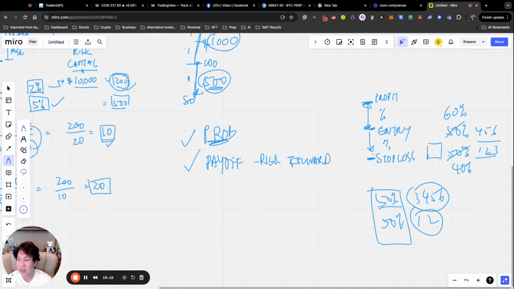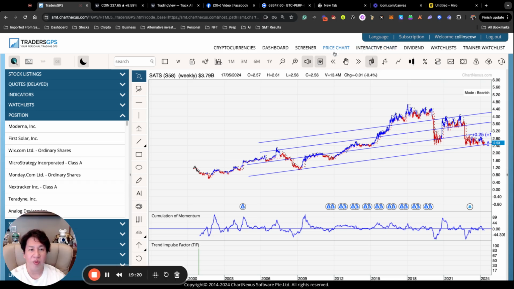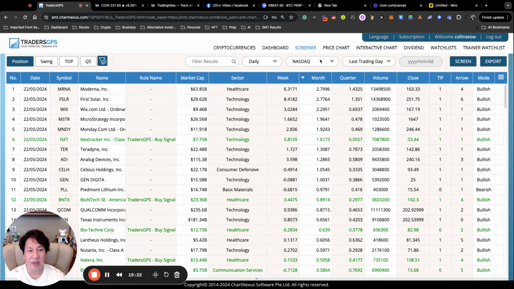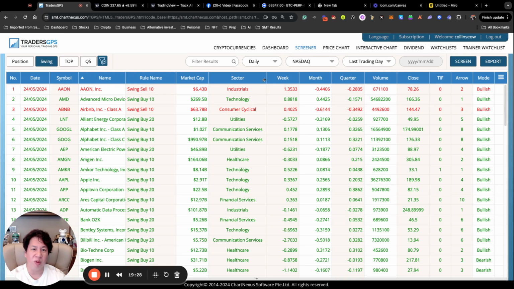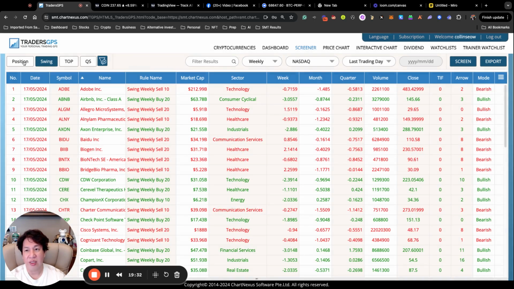So lastly, let's look at a real life example. Let's look at the market right now, and we could do a scan. Let's do a longer term trade, a weekly chart trade. Let's say I do a swing trade, which means I want to trade for a month, and look at Nasdaq.